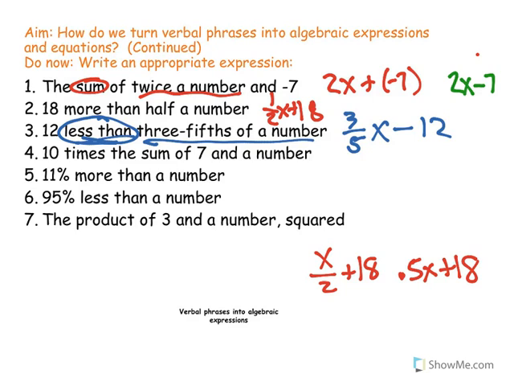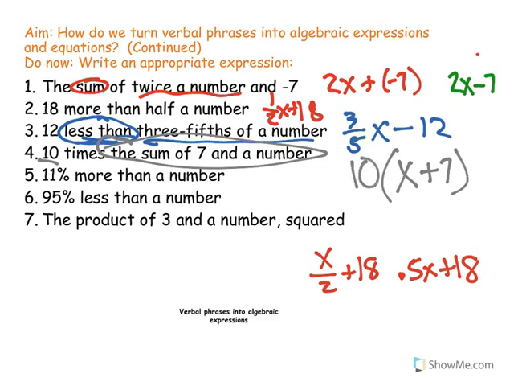Number 4 is a bit more straightforward. 10 times the sum of 7 and a number. So we have to do a few things here, right? What am I multiplying 10 by? The sum of 7 and a number. So how do I say the sum of 7 and a number? 7 plus x or x plus 7. How do I take 10 times that? You have to put the 10 outside and we have to use parentheses. So we do have to be very careful with that one.